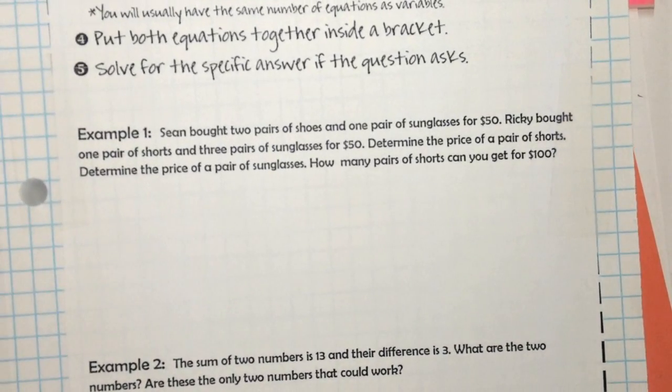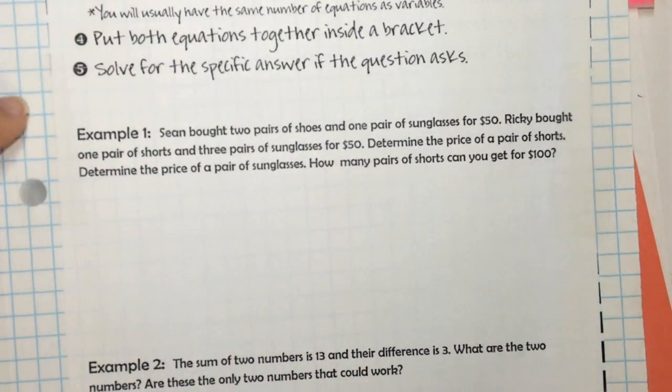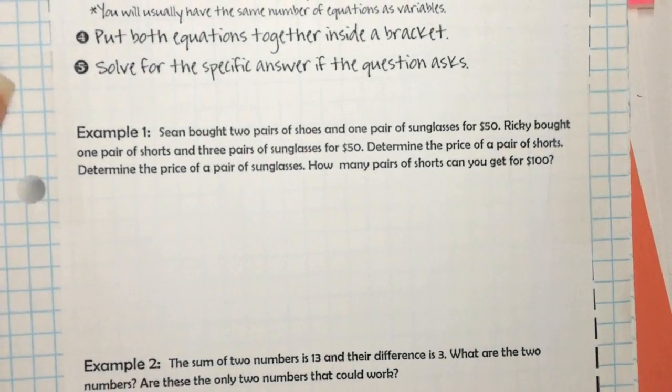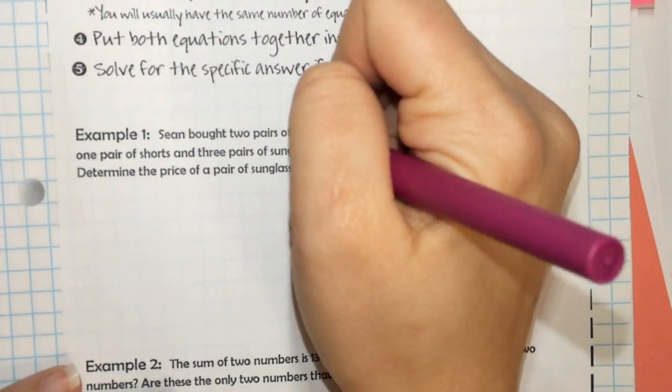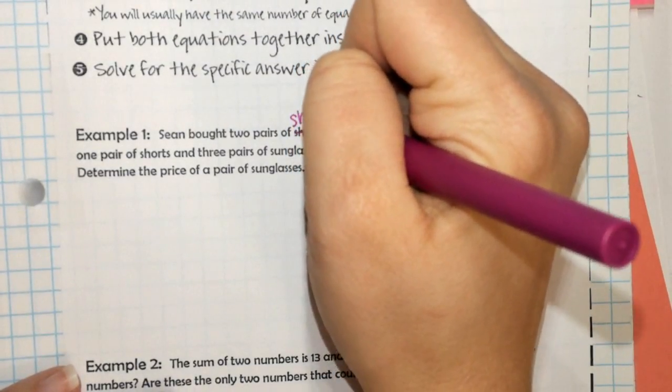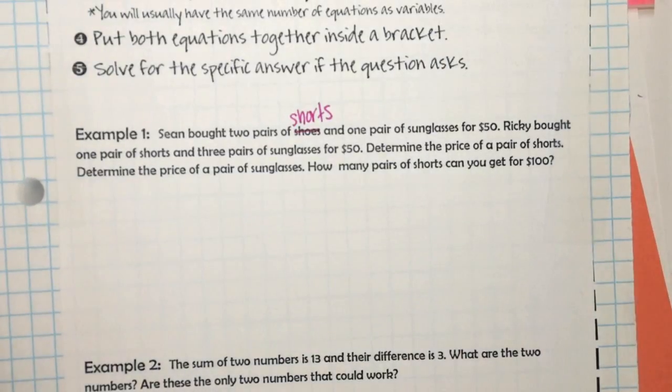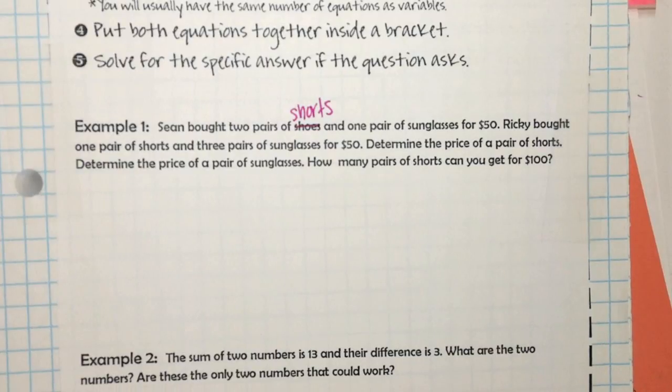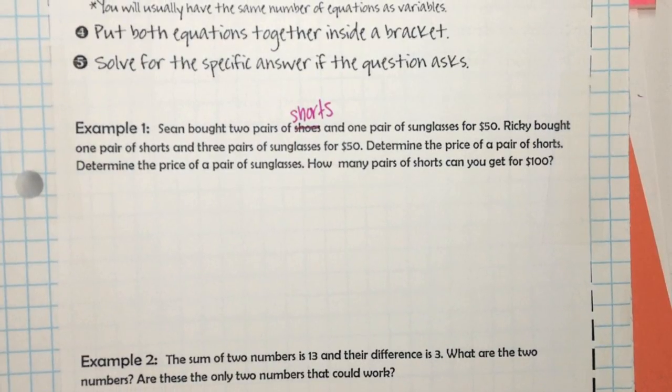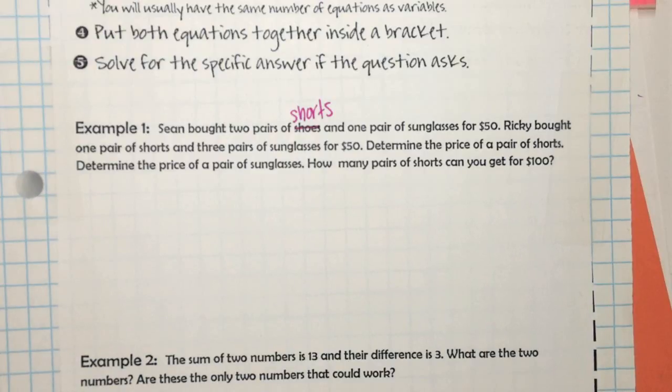Are we ready to look at Sean and Ricky? And I forgot to change this typo yet again. This is like the 5th year that I've taught this and still haven't changed it. Change shoes to shorts. How did shorts get to shoes? Sometimes I'm not able to say a word. Come on now. Cut me some slack.